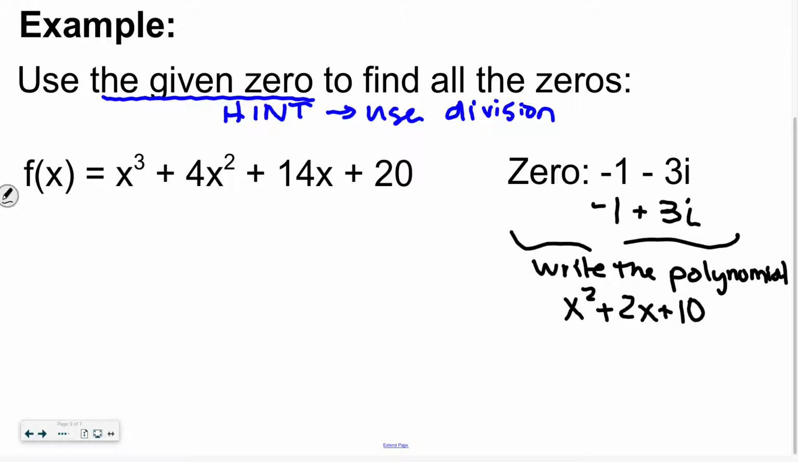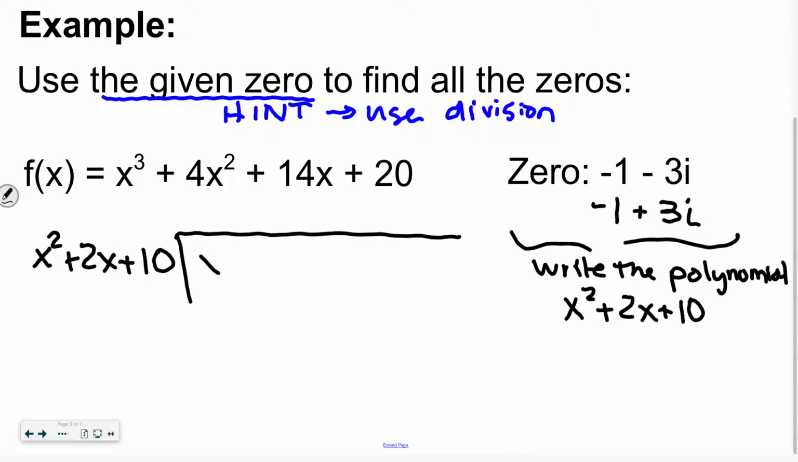I really can't do synthetic with a quadratic, and I don't want to do synthetic with the imaginary zero, so I'm going to do long division. Put x squared plus 2x plus 10 in my divisor spot, and x cubed plus 4x squared plus 14x plus 20 in my dividend.